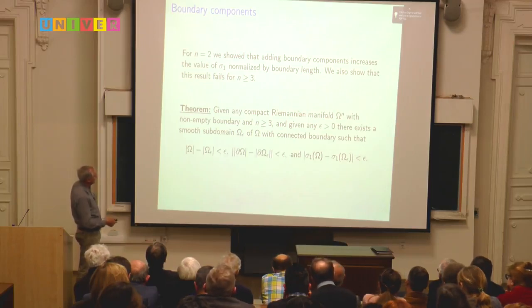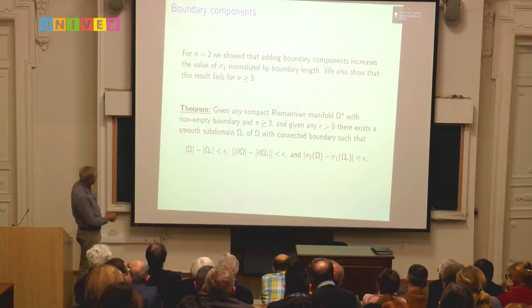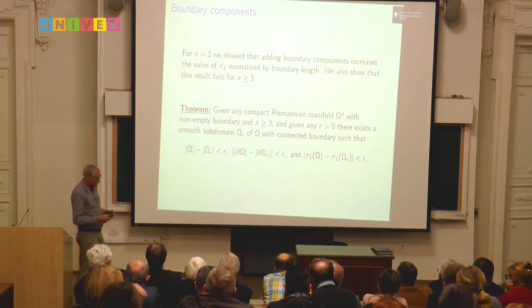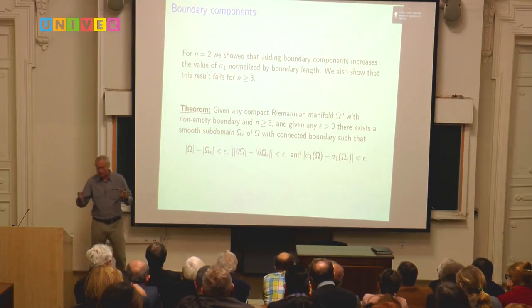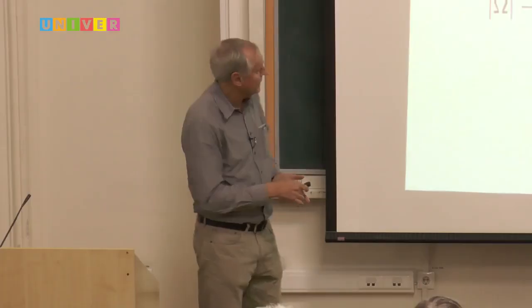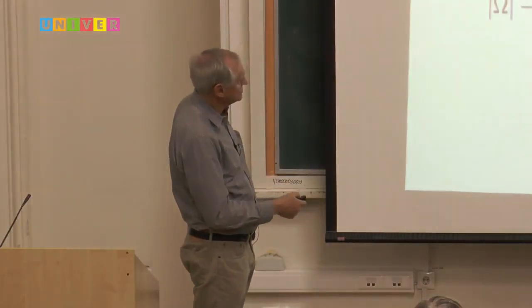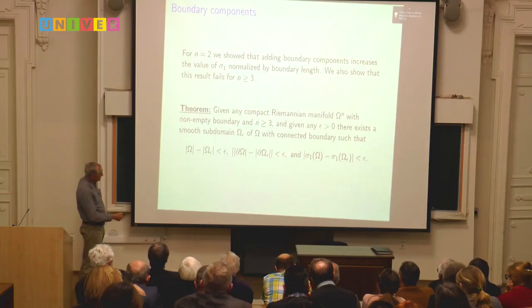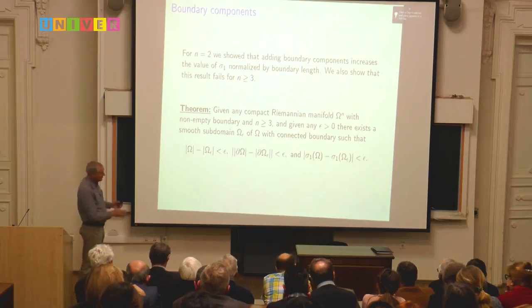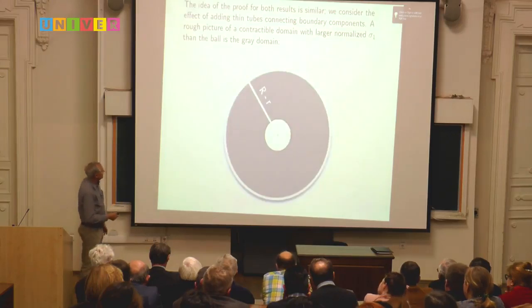We also showed that the number of boundary components doesn't make any difference, in the sense that if you take any compact Riemannian manifold with non-empty boundary, of dimension at least 3, then for any positive epsilon, I can find a smooth subdomain with connected boundary. Initially I may have a lot of boundary components, but I can join them all up in such a way that I don't change the volume by much. The volume changes by at most epsilon, the boundary volume changes by at most epsilon, and sigma 1 also changes by at most epsilon. This result is distinctly false in two dimensions, but in dimension greater than or equal to 3, it's true.